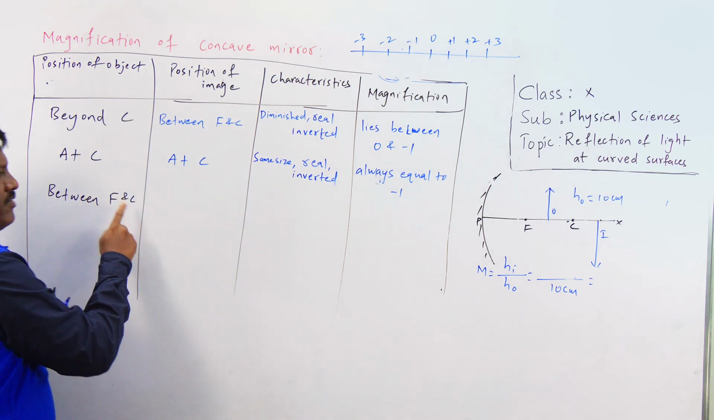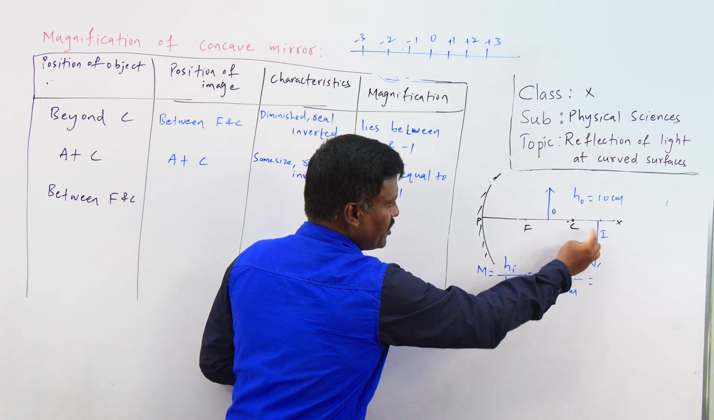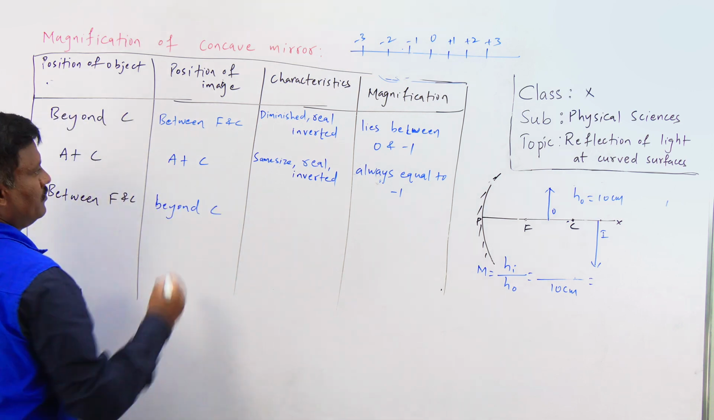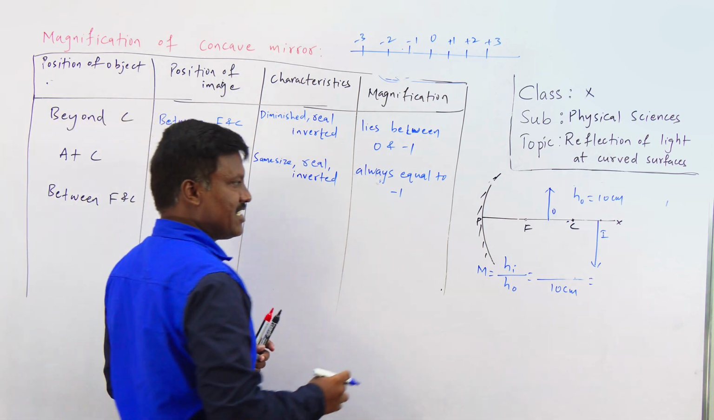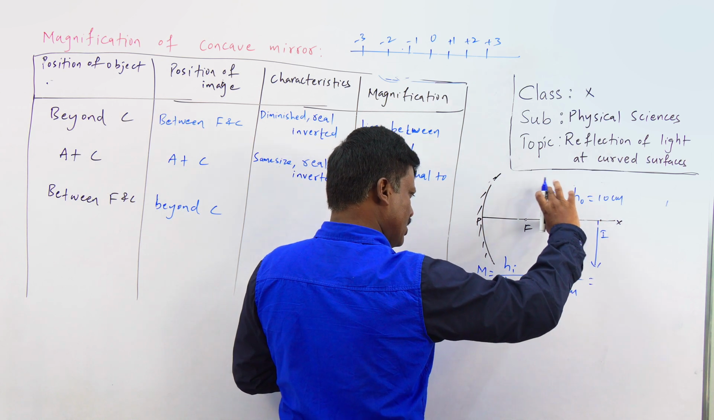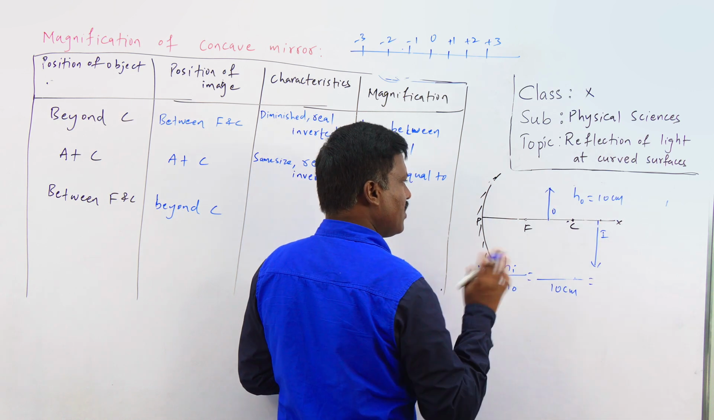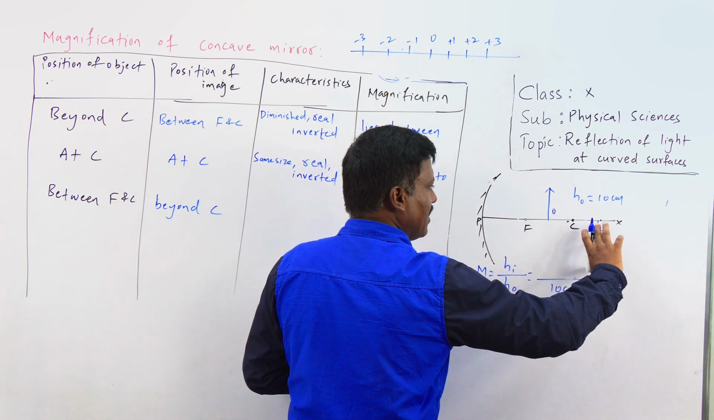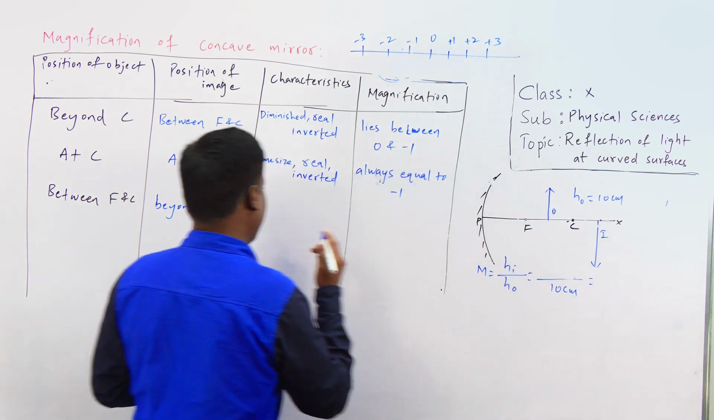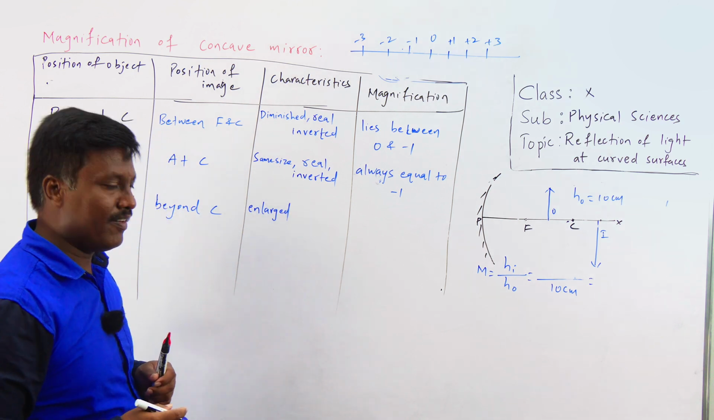Object is placed between focus and center of the curvature. Then what is the position of the image? Image formed beyond C. Beyond C. What are the characteristics of this image? Is the height of the image equal to the height of the object? Is it smaller than the height of the object? No, it is bigger, larger, taller than the height of the object. So we say enlarged, or also we can say magnified.